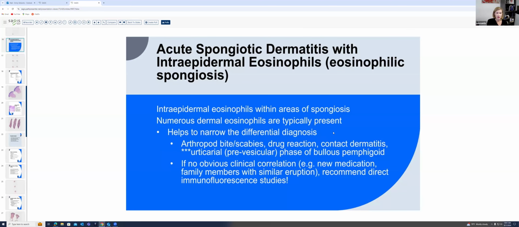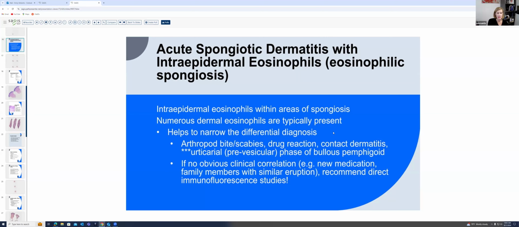A subset of acute spongiotic dermatitis is spongiotic dermatitis with intraepidermal eosinophils, also known as eosinophilic spongiosis. And in these lesions, we have intraepidermal eosinophils within the areas of spongiosis. Often in these cases, there are numerous dermal eosinophils as well, but not always. And the presence of intraepidermal eos helps to narrow the differential diagnosis.